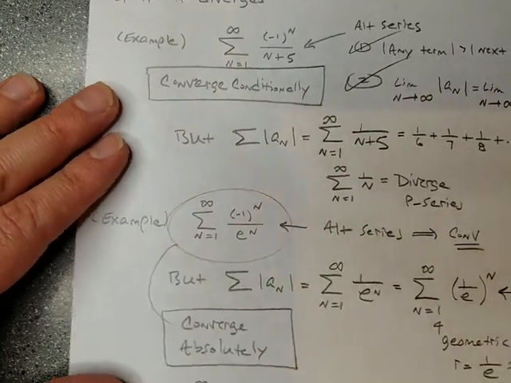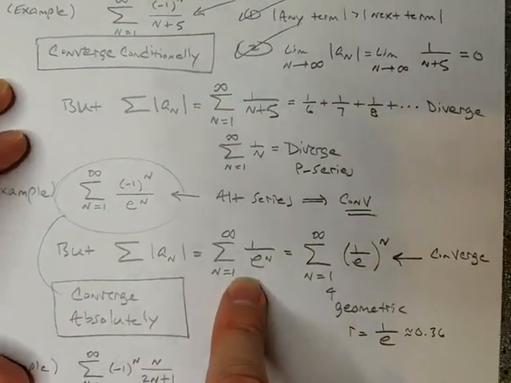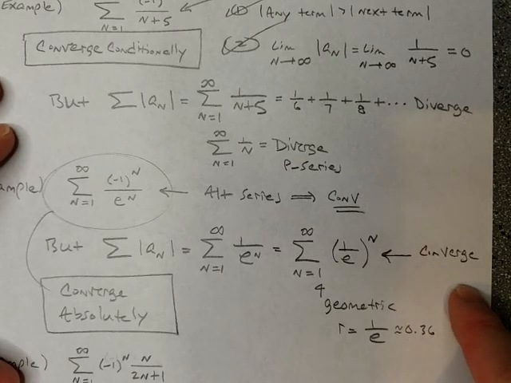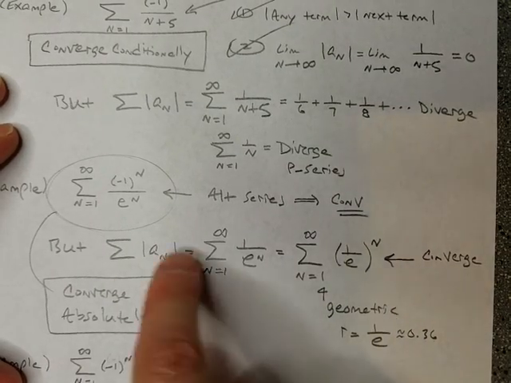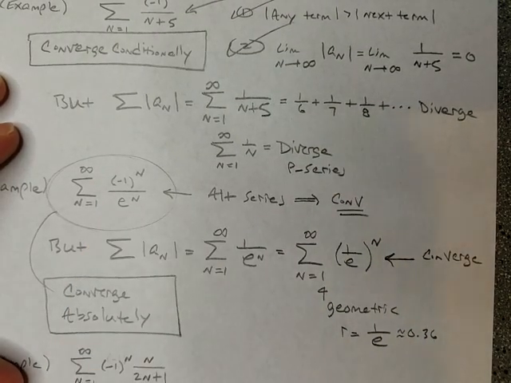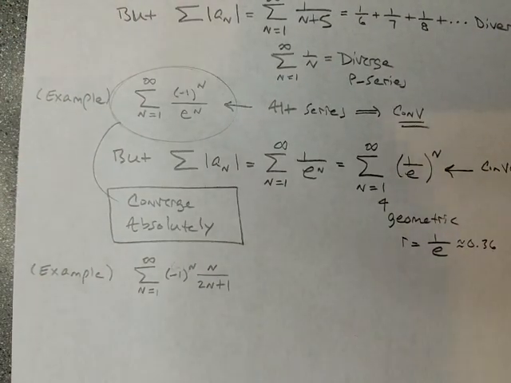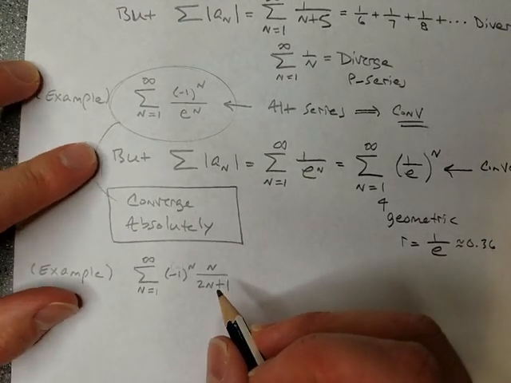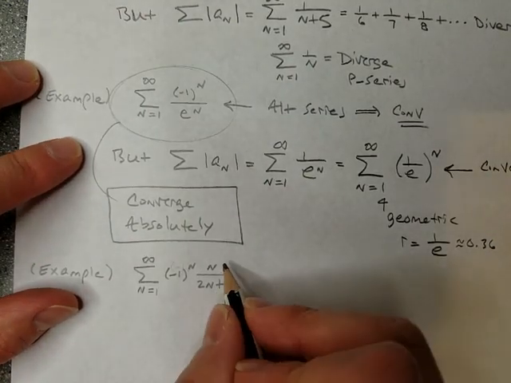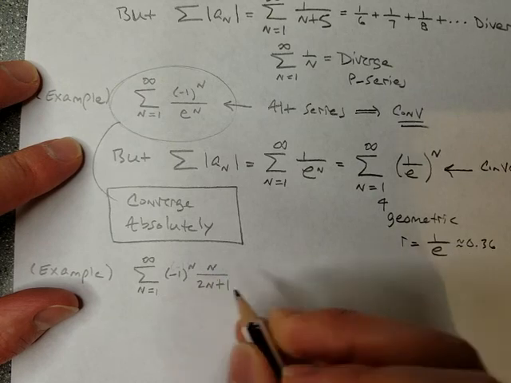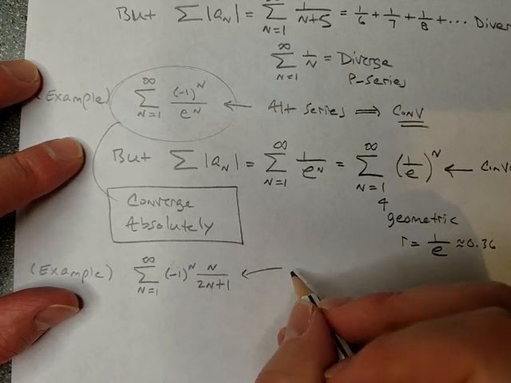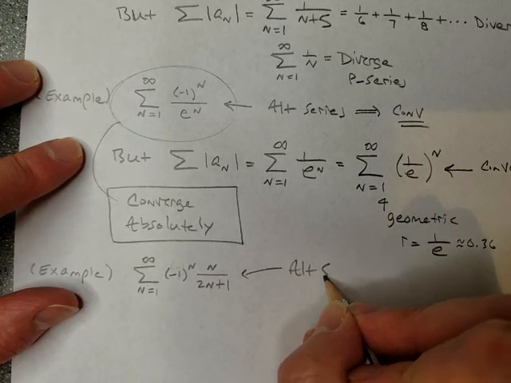Take the series, make all the terms positive. That series converges. That means this original one converges absolutely. Okay. What about this one, though? All right, well, so what I notice about this one is that this part right here, this is an alternating series.